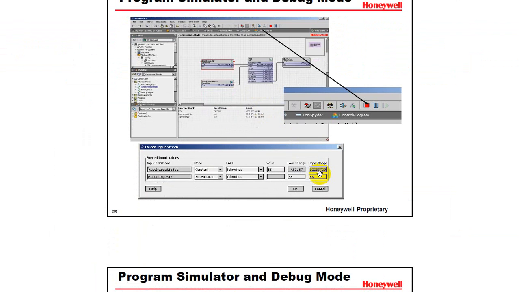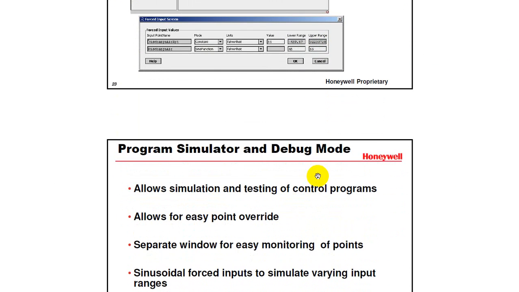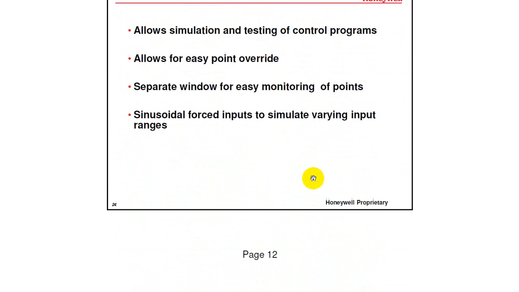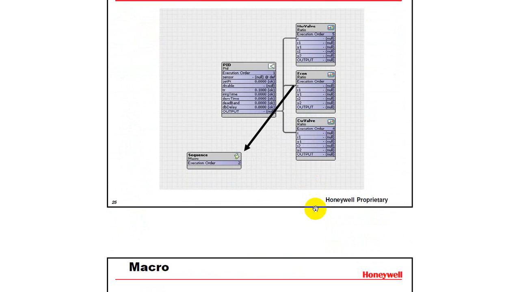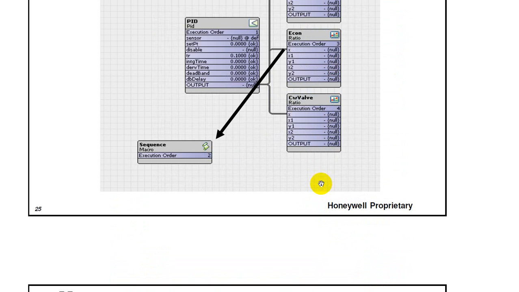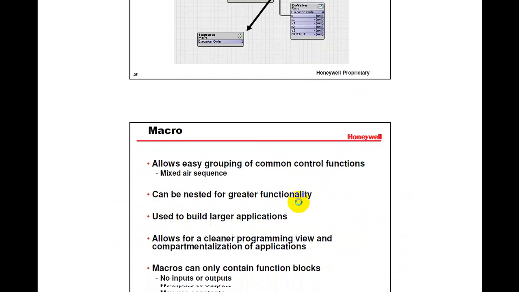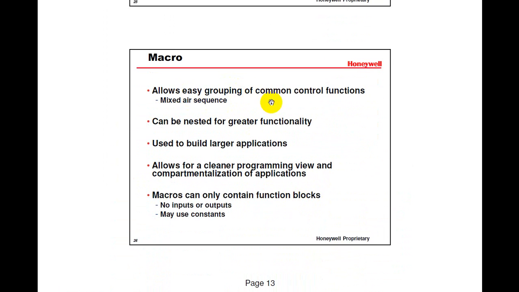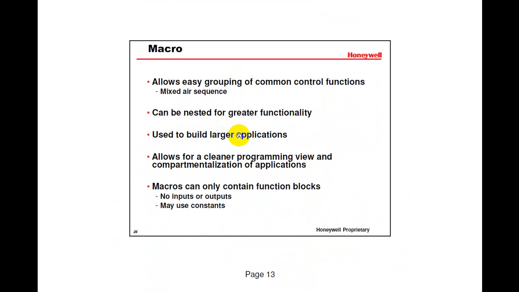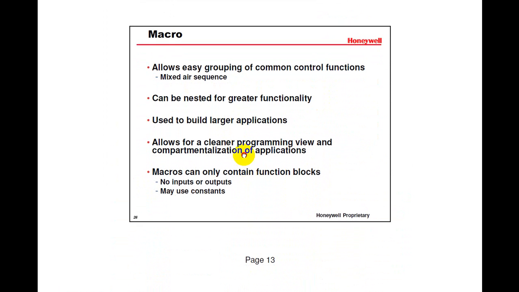So these are the macros that we were talking about to segregate your program. We have written some logic and we can put this into a macro block. That's how you can segregate your program in different blocks so that your wire sheet doesn't get messed up with a lot of things. So these are some features of macros, where it shows you can easily group your common control functions. Then it is easy to create larger applications using these macros. These days we are using application blocks instead of macros, but both do the same function.